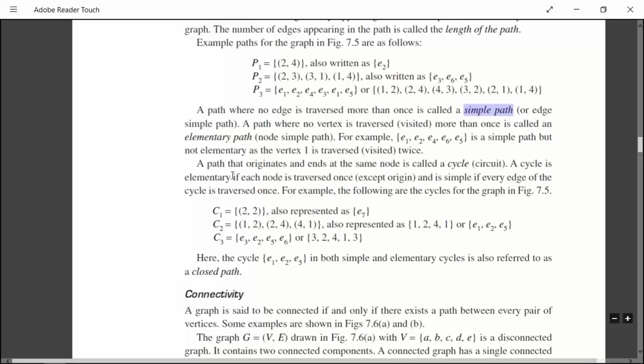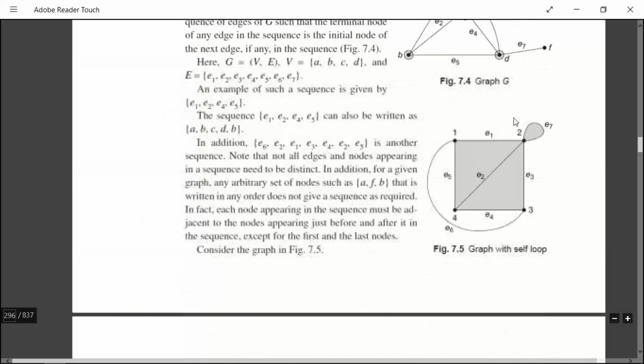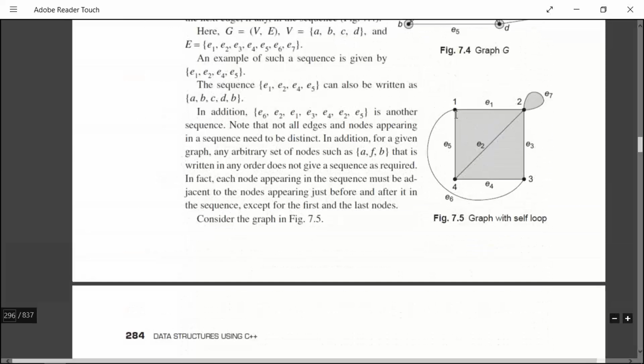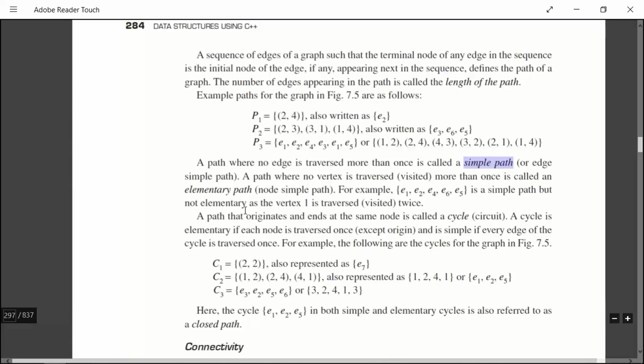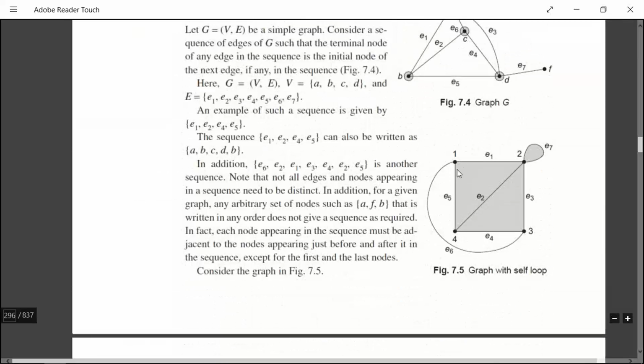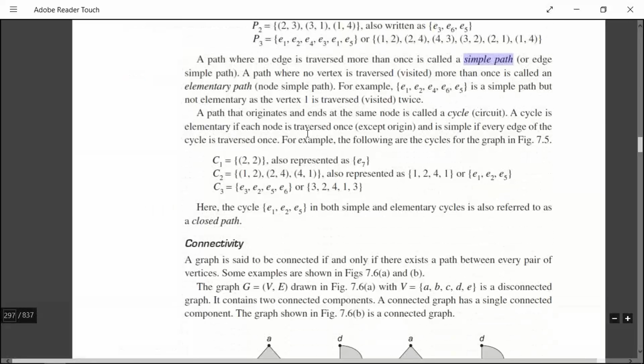See, a path that originates and ends at the same node is called a cycle, right? So this is a simple cycle. We will see another one, C2. This is also called a cycle. E1, E2, E5. So this is closed, right? So that is the reason it is called a circuit. A path that originates and ends at the same node. Yes, it is originating from one and it is ending at one, so it is called a cycle.